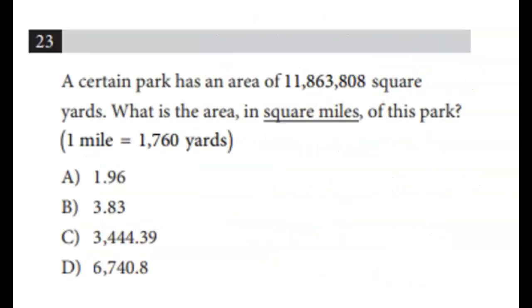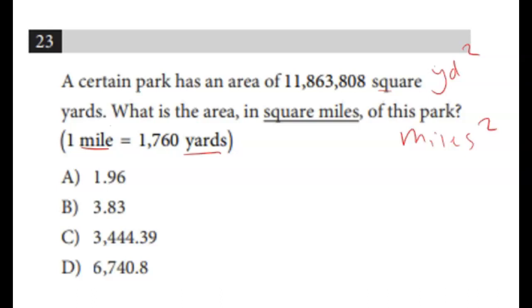All right, number 23. A certain park has an area of 11,863,808 square yards. What is the area in square miles of this park? So 1 mile equals 1,760 yards. So this is square yards. Another way to put this is yards squared. And what is the area in square miles? So they want miles squared. We know that 1 mile equals 1,760 yards.